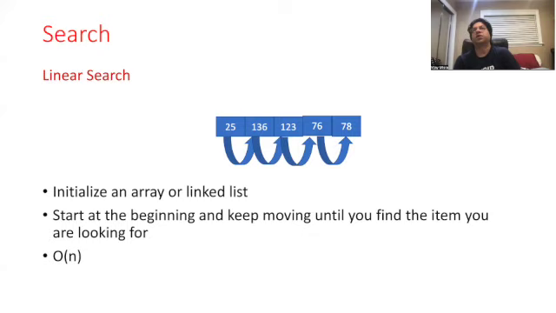Okay, coming back to the searching problem: how do we search for certain items in a list? Linear search is, as the name says, going linearly in one direction, forward or backward. We initialize an array or linked list, start at the beginning, and keep moving until we find what we are looking for. It's pretty straightforward. If we have n items, you may have to visit all the items in the list, so the complexity is order of n in linear search.